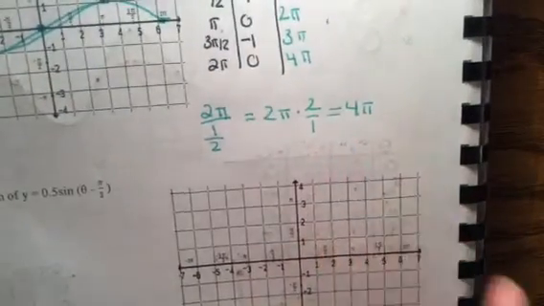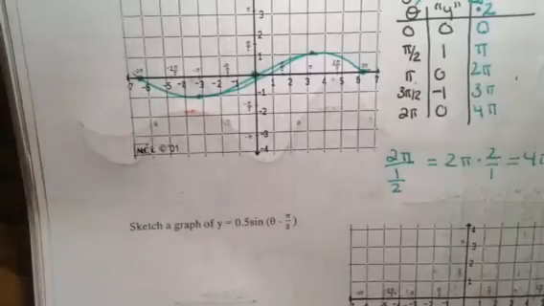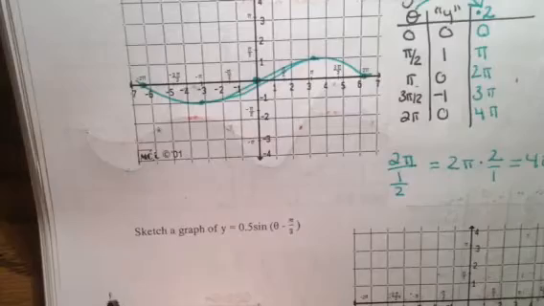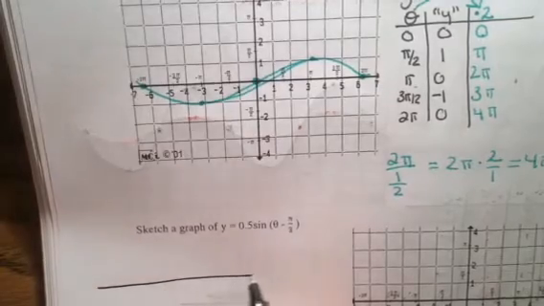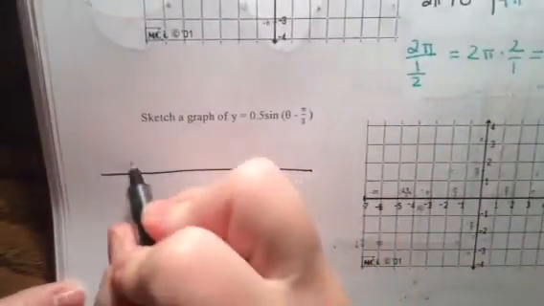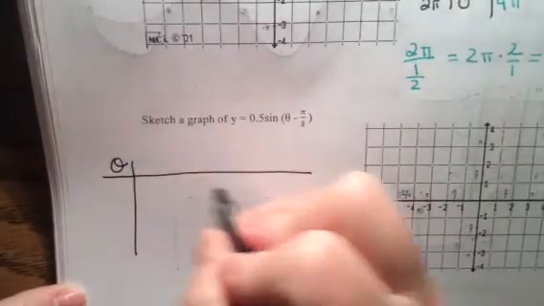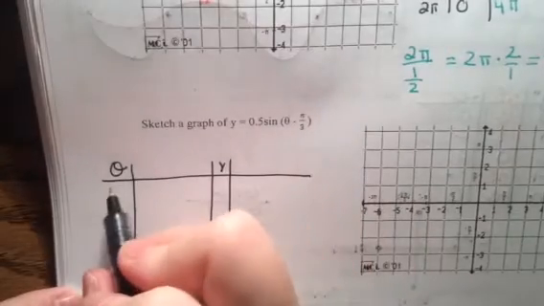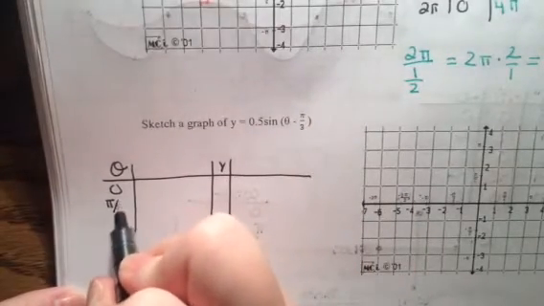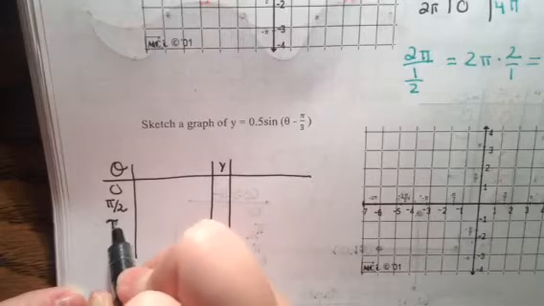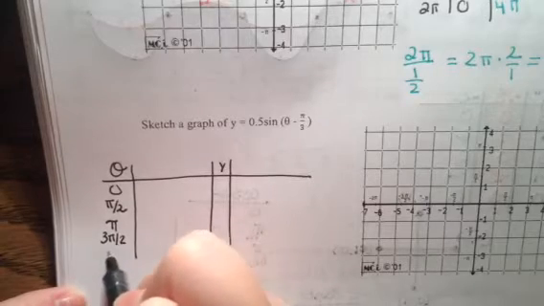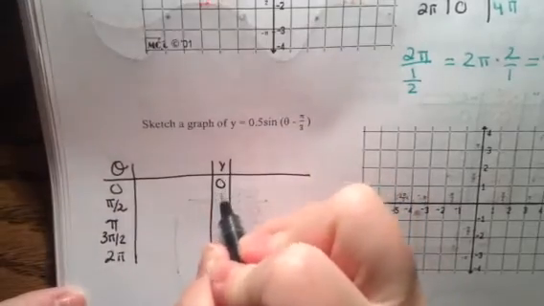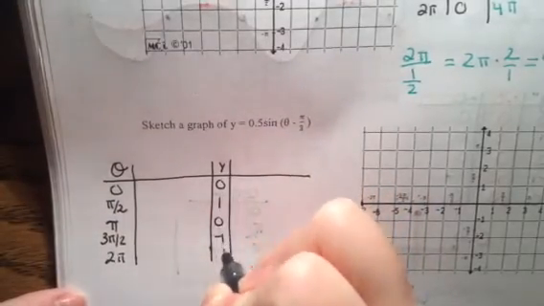Okay, so now the next one says that we're going to sketch this equation. And there's two things going on, and so I'm really going to show you how to make this table useful for yourselves. So theta, and then I'm going to leave some space, and I'm going to put my y, and I'm going to graph. So again, these don't change: 0, pi over 2, pi, 3 pi over 2, 2 pi. And then sine at 0 is 0, 1, 0, negative 1, 0.